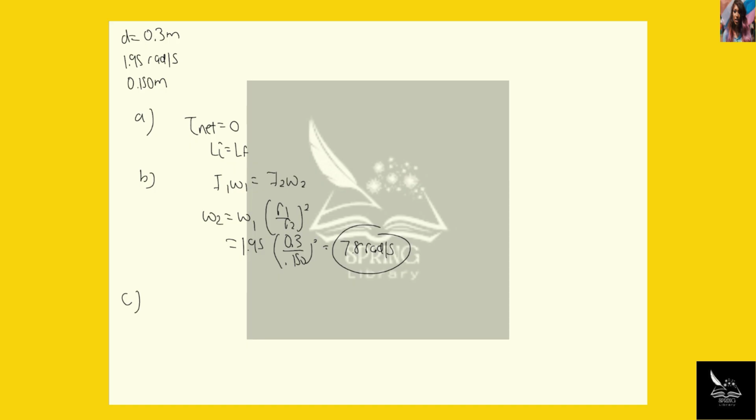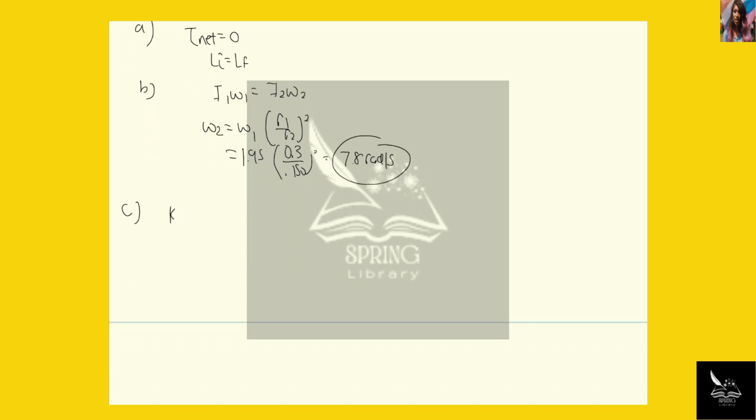For C, find the change in kinetic energy. Now let's first find our initial kinetic energy. That's going to be 1/2 I1 omega 1 squared. So it's the same as 1/2 mass radius 1 squared times omega 1 squared.